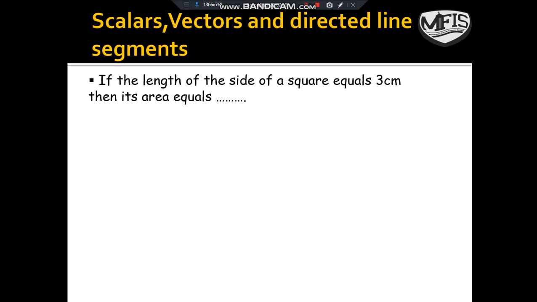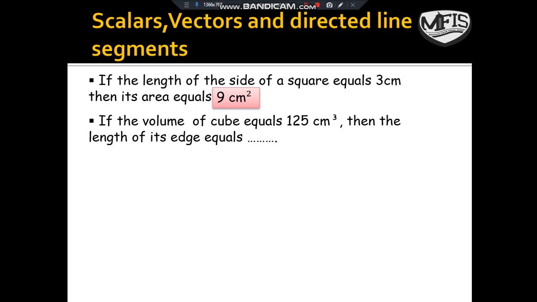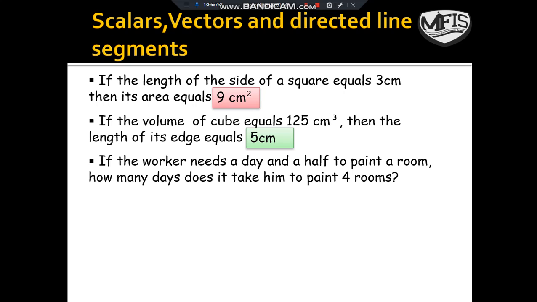So we have the first example: the length of the side of a square equals 3 centimeters, then its area equals 3 centimeters squared, so the area will be 9 square centimeters. The volume of the cube equals 125 cubic centimeters, then the length of its edge equals 5 centimeters. And if a worker needs a day and a half to paint a room, how many days does it take him to paint 4 rooms? So it will take 6 days.